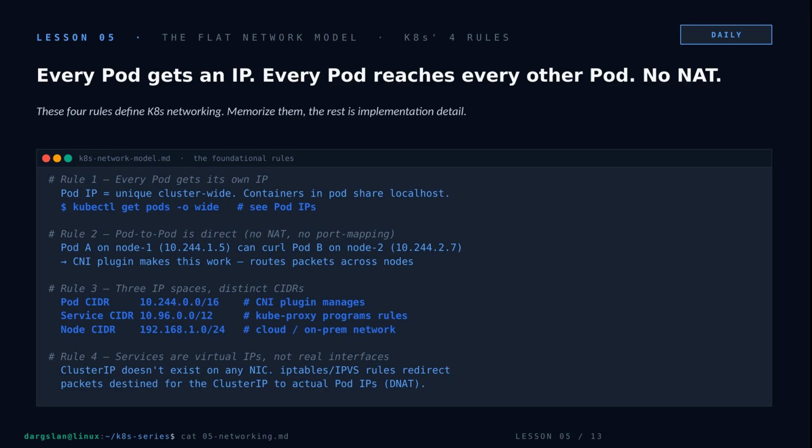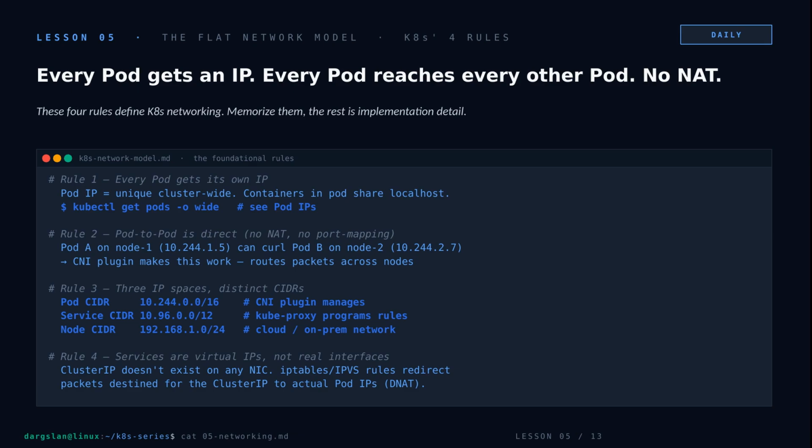Before we touch any CNI plugin, internalize these 4 rules. They're the contract Kubernetes makes with every workload you'll ever deploy. Every pod gets a unique cluster-wide IP, and pods talk to each other directly. No NAT, no port mapping gymnastics. 3 distinct CIDRs stay in their lanes. Pods owned by the CNI, services programmed by kube-proxy, nodes living on your underlay.